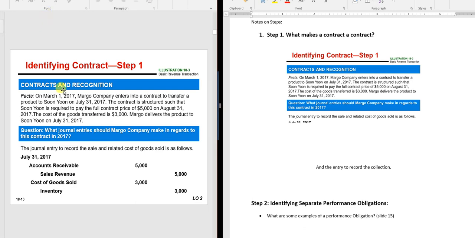So on March 1st, Margot Company enters into a contract to transfer a product to Sun Yun. On July 31st, the contract is structured such that they were required to pay the full contract price of $5,000 on October 31st. The cost of the goods transfers. Margot delivers the product on July 31st. So on July 31st is when we record our journal entry.